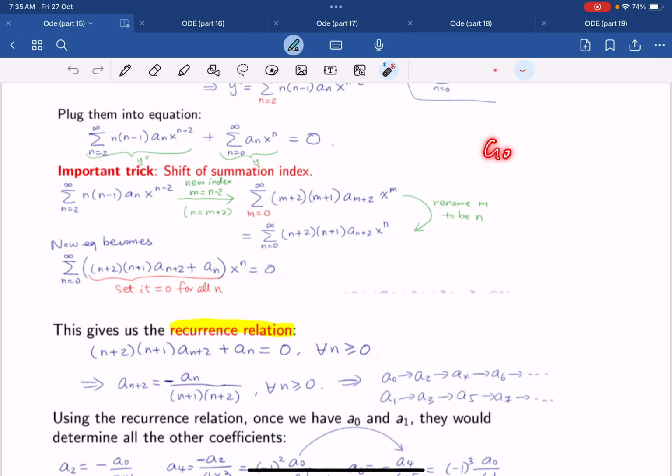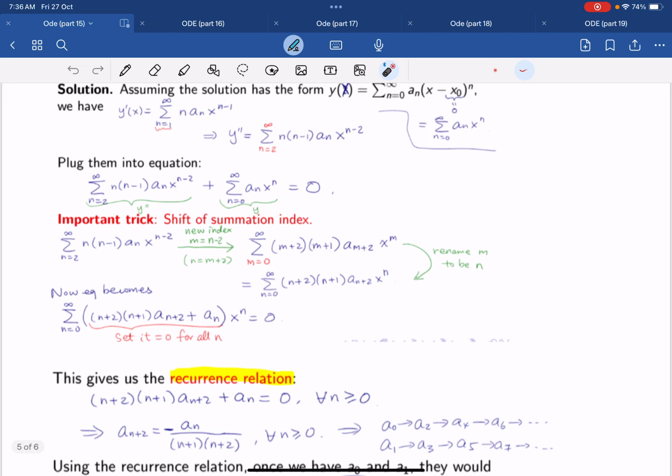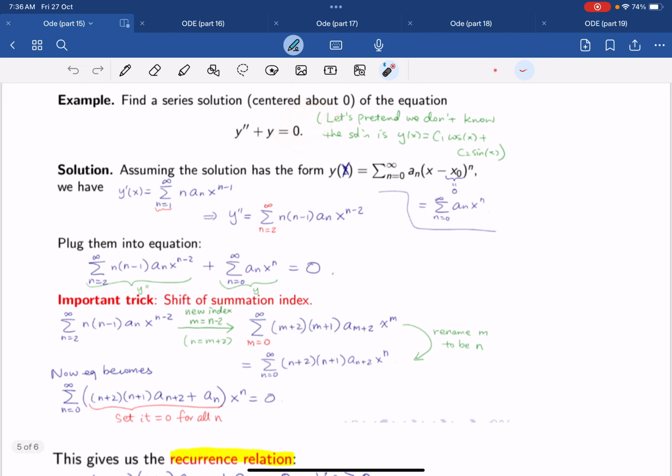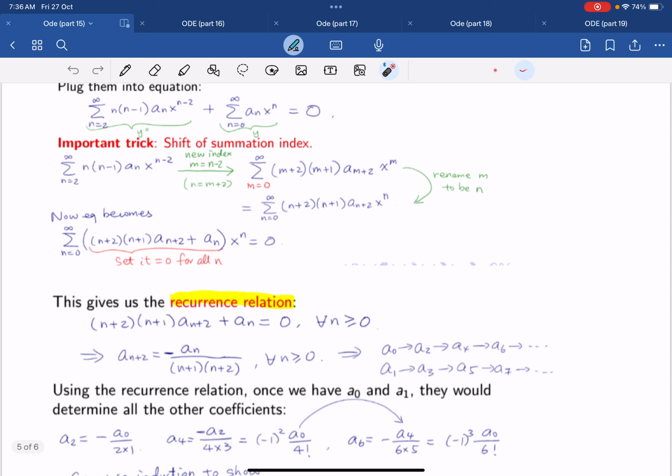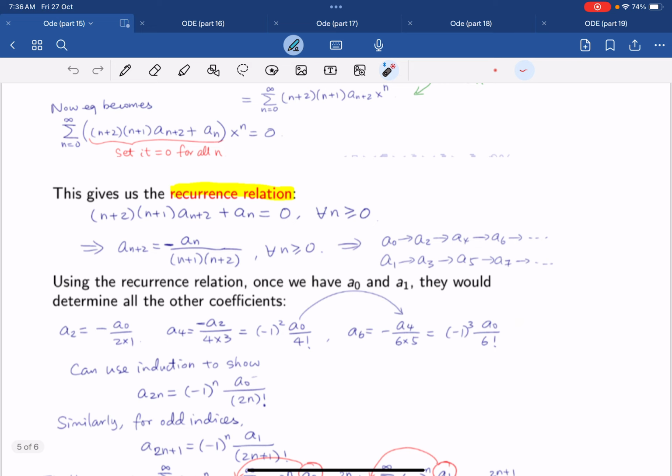It's like x to the power 0, x^1, x^2. So then you combine them, you get this. Now with this equation, because it equals 0, by the property we have earlier, this must be 0 for all n. This gives us the recurrence relation that we want, that we can now solve for.